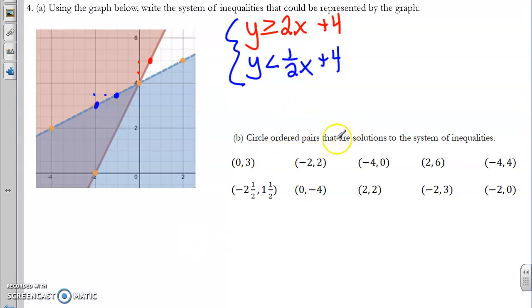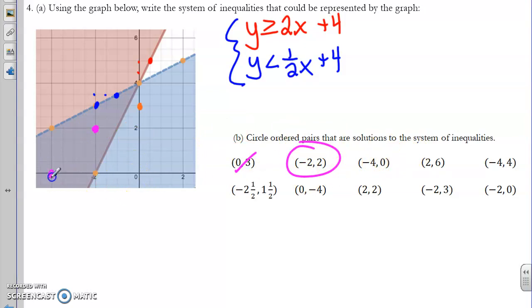All right, circle the ordered pairs that are solutions. So remember, solutions to systems is where the colors overlap. So the only solutions are this kind of purpley color. So 0, 3 would be here. That is not a solution because it fell in just the blue. -2, 2. -2, 2. Yep, that's one.